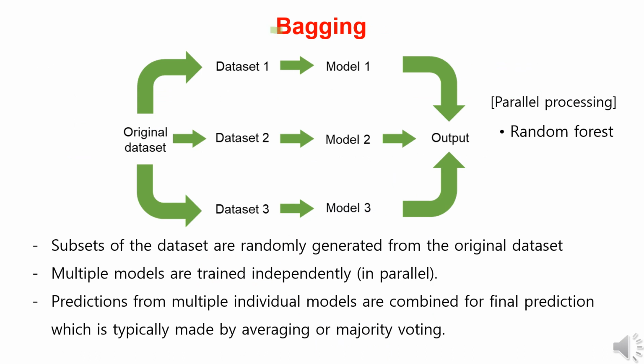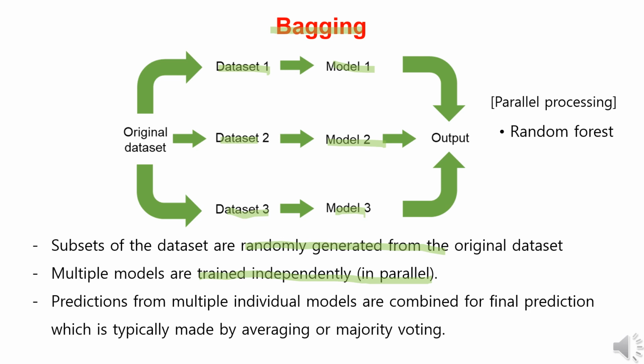Bagging, short for bootstrap aggregating, subsets of the dataset are randomly generated from the original dataset. Then, using these subsets, multiple models are trained independently, with each model not influenced by the others and trained in parallel.